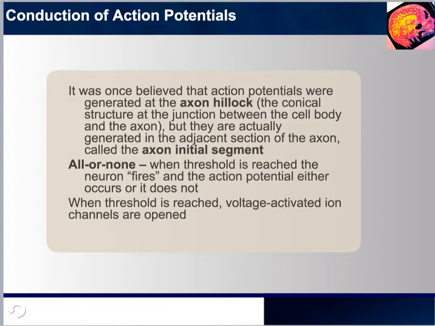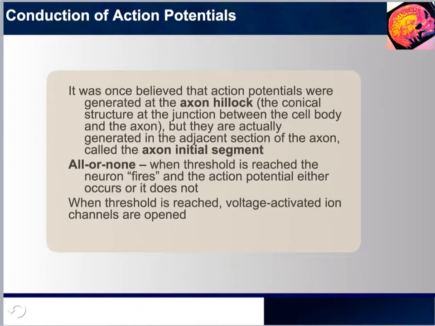In reference to the conduction of action potentials, we at some point believed that APs were generated at the axon hillock, which is the cone-like structure at the junction between the cell body and the axon. But we now know that they're actually generated in an adjacent section of the axon, and this is what we call the axon initial segment. We'll talk about this a little bit more later.